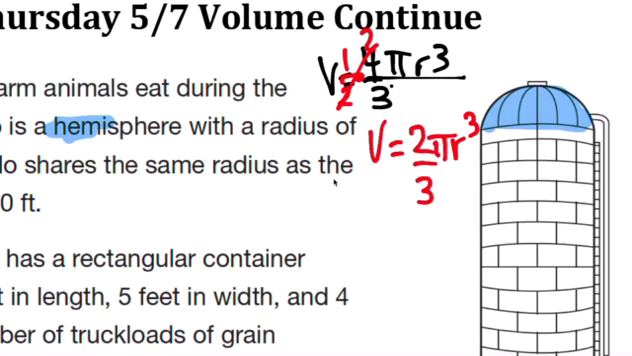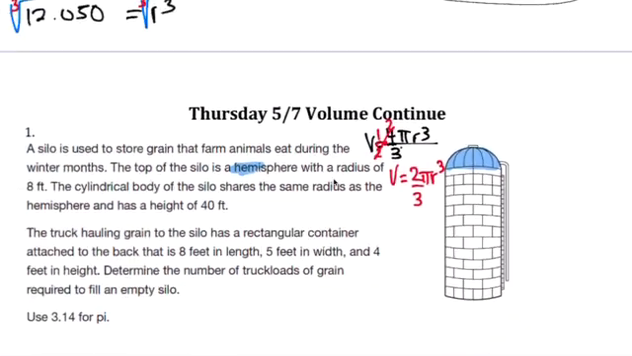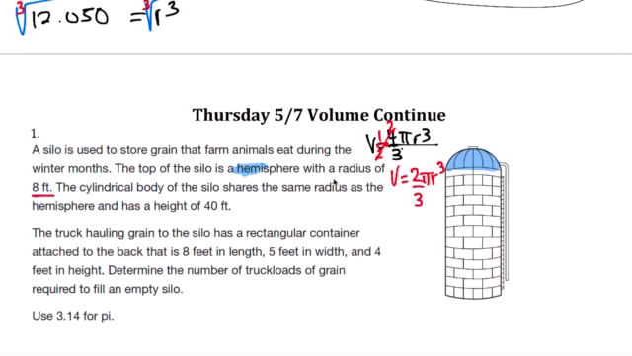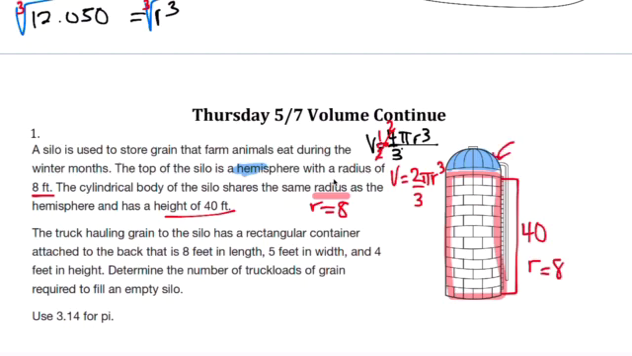So I'm going to use this formula for that shape, for the hemisphere with a radius of 8 feet and the cylindrical body, so this cylinder right here, of the silo share the same radius, so radius of 8 as the hemisphere, and has a height of 40. So this height right here is 40 with radius of 8. Okay? And here has a radius of 8 also.